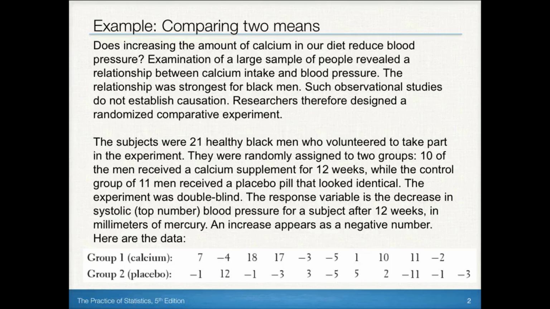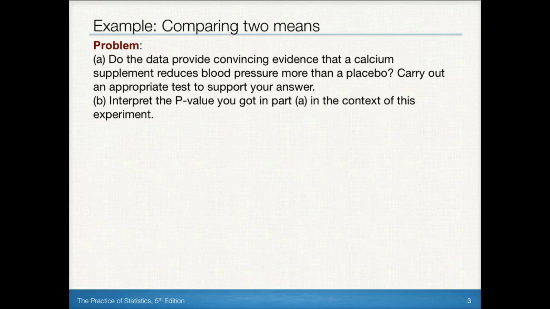Here are the data. For group 1, the calcium group, we can see decreases of 7 millimeters of mercury, an increase of 4, decreases of 18, 17, and so on, and similar data for group 2, our placebo group. Now for this problem, we want to know if the data provide convincing evidence that a calcium supplement reduces blood pressure more than a placebo. We'll need to carry out an appropriate test to support our answer. Then we'll have to interpret the p-value in the context of this experiment.